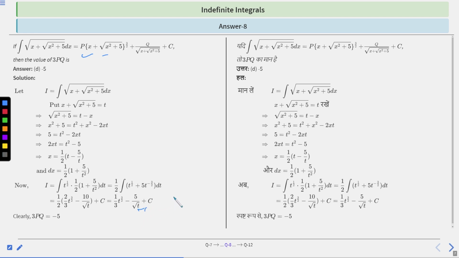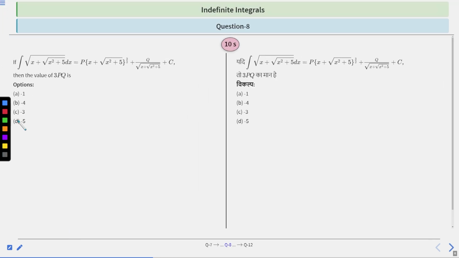This one, you will get p as 1 by 3 and q as minus 5. So therefore, clearly 3pq will be equal to minus 5. Right? Got it? So I think option D is the right choice. Minus 5. Clear?